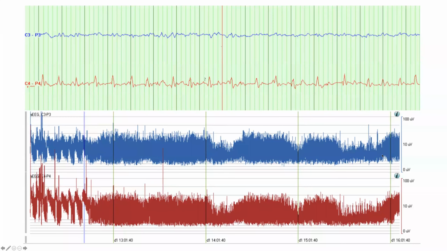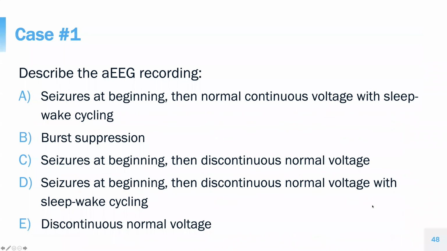All right, so we can take this question up. I'll share the results of the poll with you. So if we look at case number 1, it looks like the majority of you voted for seizures at the beginning, then discontinuous normal voltage. And that is correct. And we'll go through why in these slides.